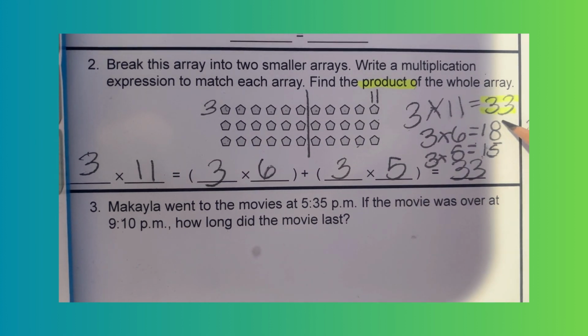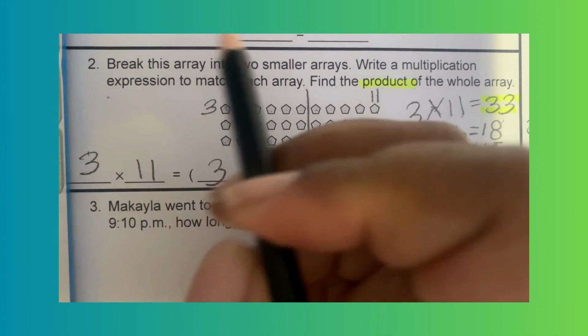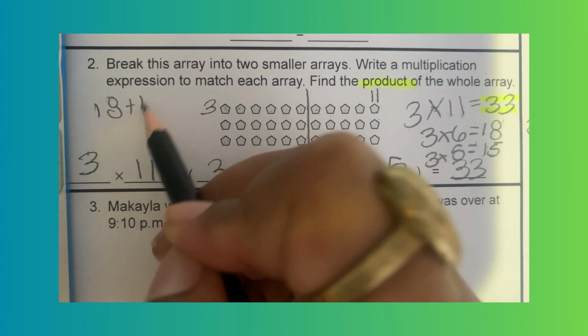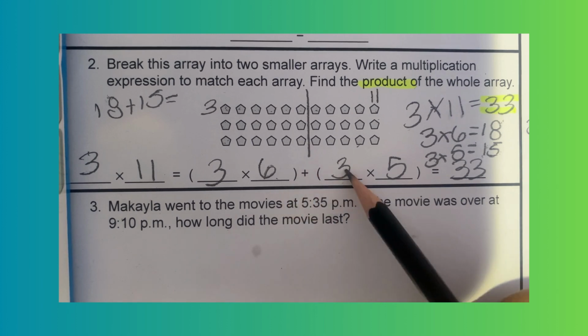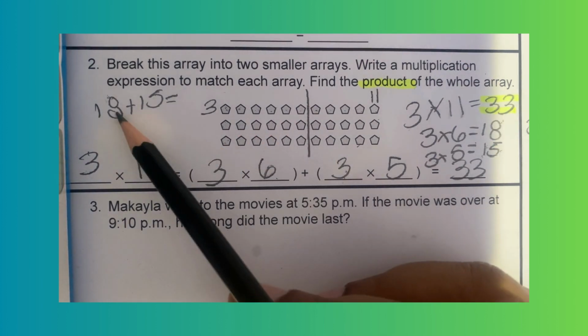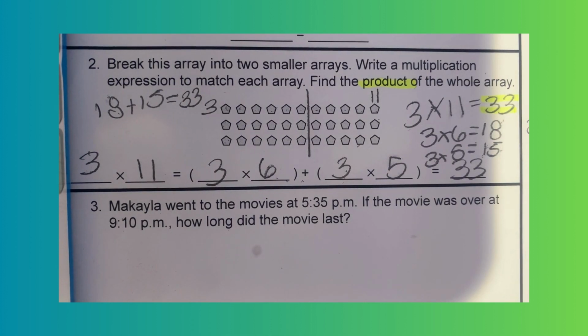And then you will take the product from the 2 here. 18 plus 15, from the 2 factors here. You'll take the 2 totals. So 18 plus 15 equals 33. And that is how you work that math problem out.